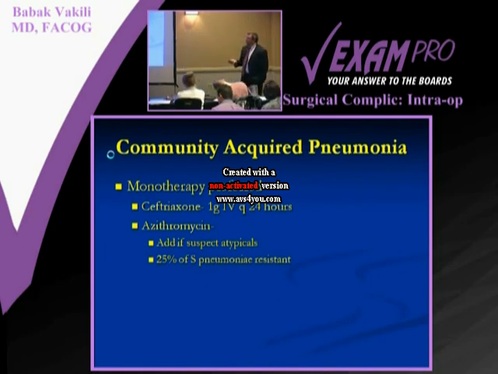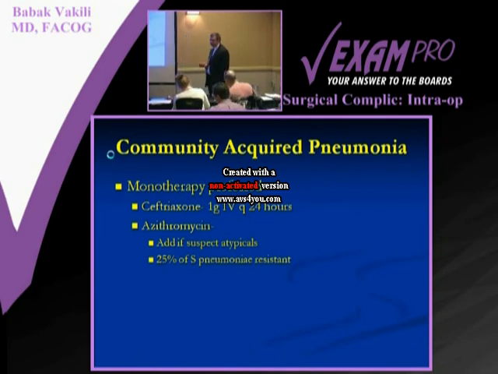How do you treat community-acquired pneumonias? Monotherapy is appropriate. Ceftriaxone, 1 gram every 24 hours, for those taking your oral boards. Just know that dose. You can add azithromycin if you suspect an atypical, which usually will be based on chest x-ray findings. You can't use azithromycin as monotherapy anymore because pneumococcus, 25% of it's going to be resistant.